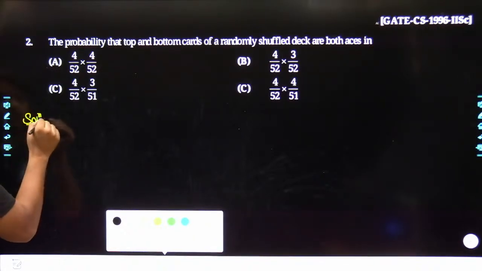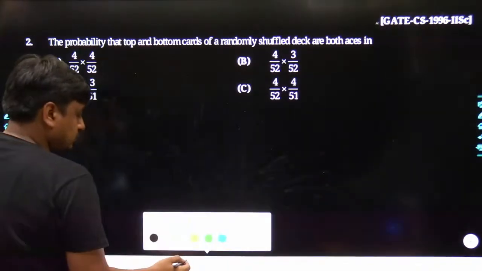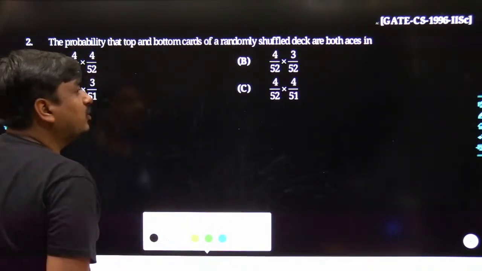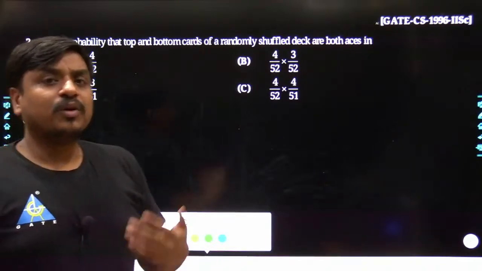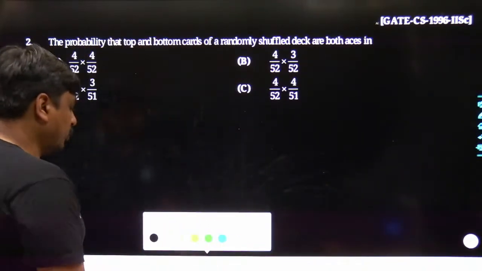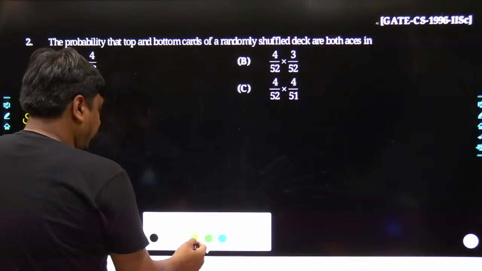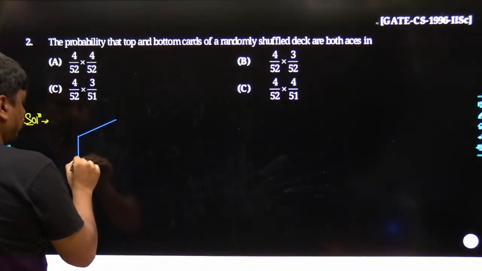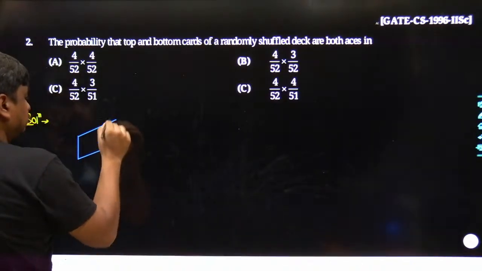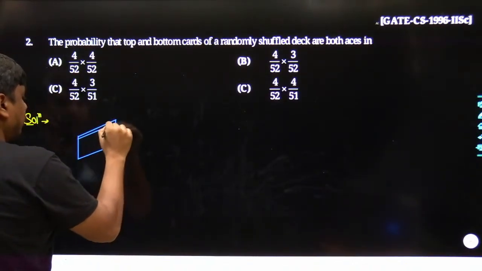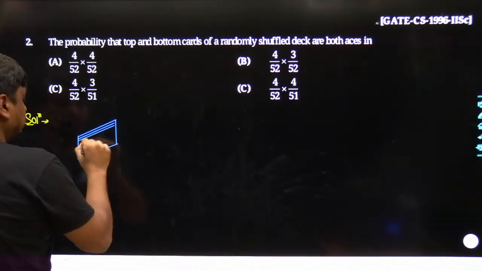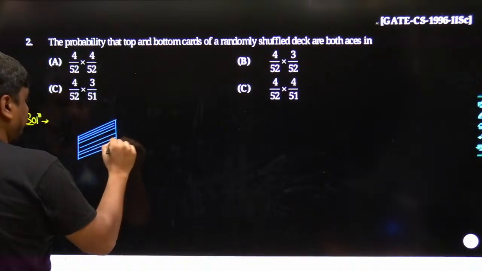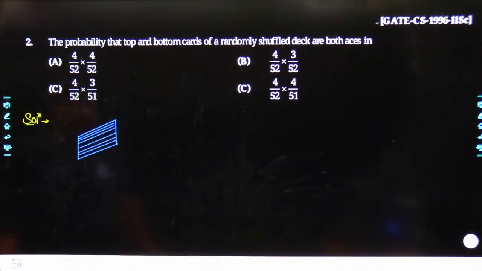Here starts my solution. As per the problem, you had a well shuffled deck of cards. May I know, in a well shuffled deck of cards, how many cards you will be having? Obviously 52 cards you will be having. So I have the 52 cards like this.